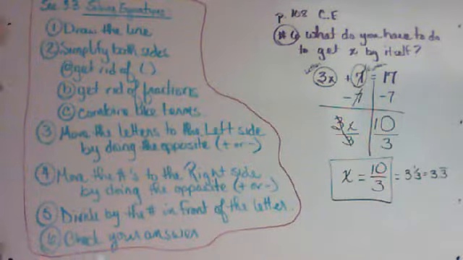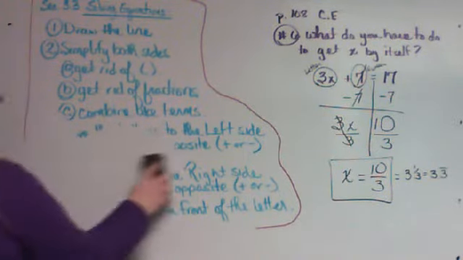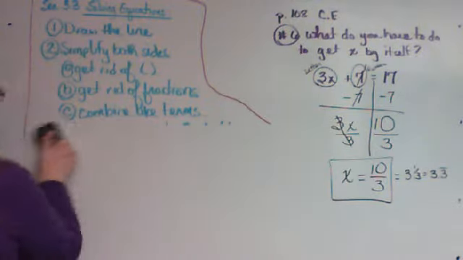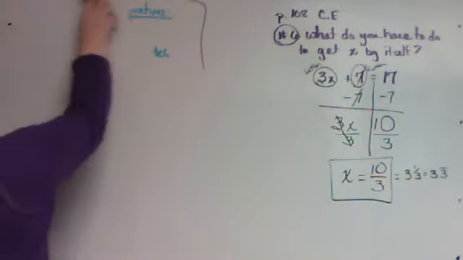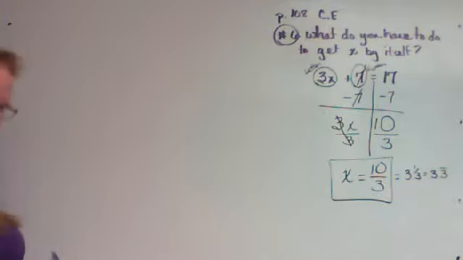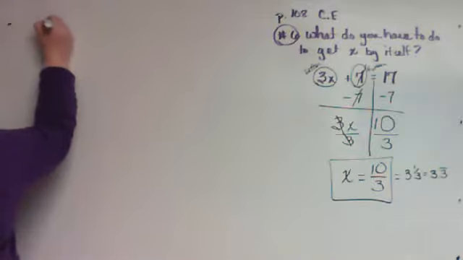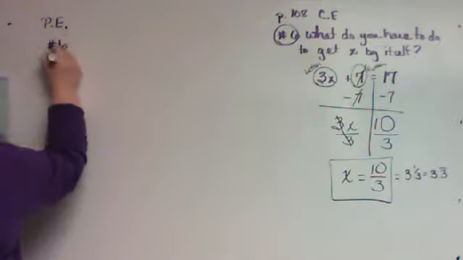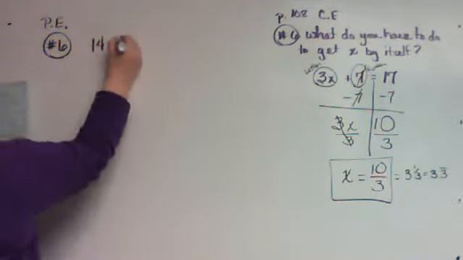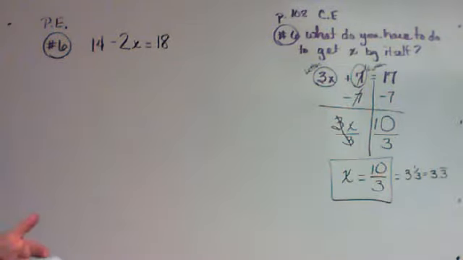Speaking of the next one, practice exercises, just so you know where I'm getting these from. Problem number 6. It says 14 minus 2x is equal to 18. So, first step is to draw the line.